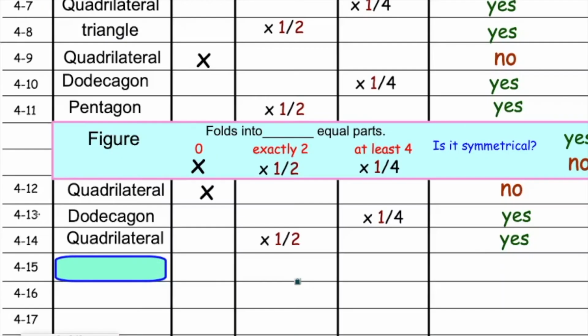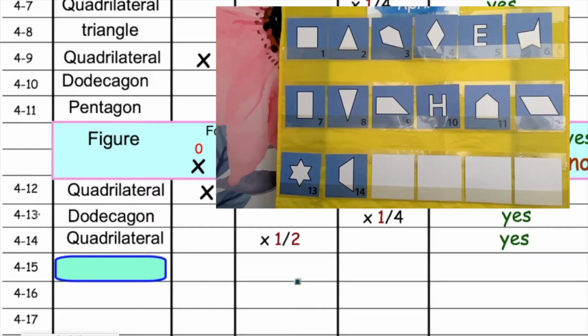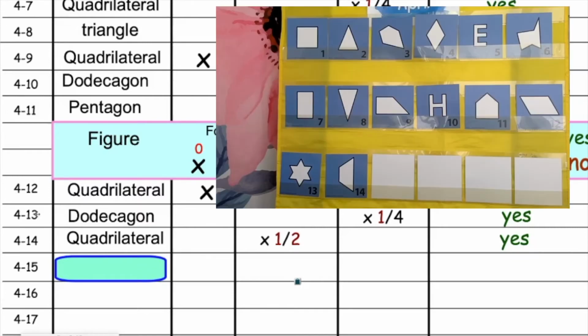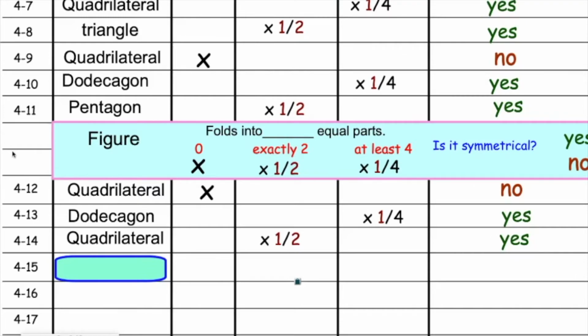On your screen, you're going to see both our observation chart and our number calendar cards. So take a look at both of them, and I want you to make a prediction about what you think today's shape will be and how many equal parts that shape will fold into, and if those parts are going to be symmetrical. And remember, we're working to see if it folds into equal parts. So when you have your prediction, make sure you pause the video and share it with someone nearby.